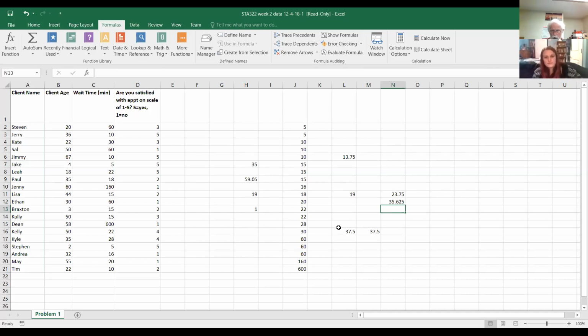So again, obviously these next data points, the 60s, are not more than 35 off of the interquartile range. But this 160 and 60 are. So we can do this in several different ways.